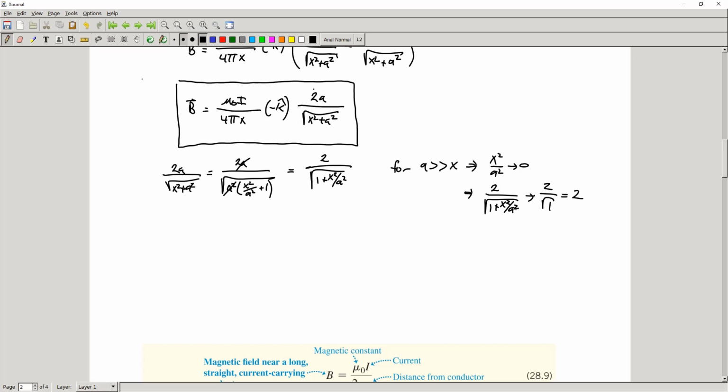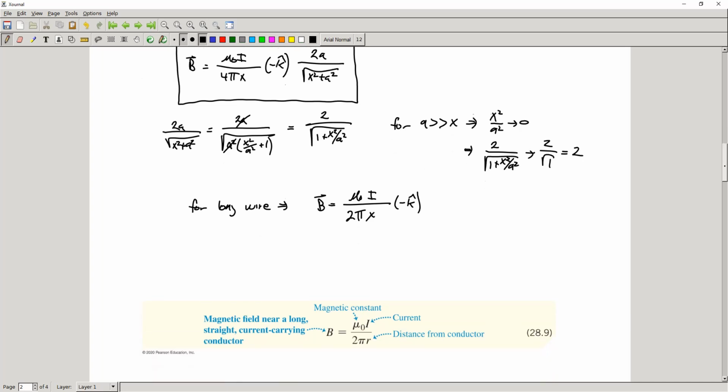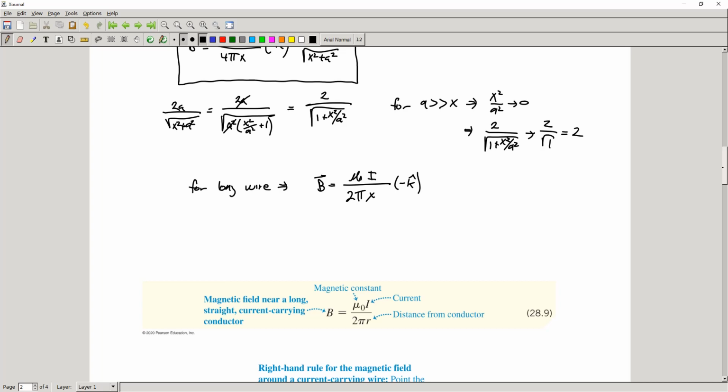If we do that, we're going to see that for a long wire, we get a B that looks like mu naught I over, and now since we have a 2 upstairs, it's going to kill off 2 of the 4 in the basement, so we end up with 2 pi x, and this is going to be in the minus k hat direction. This is basically the result that they come up with in the text.